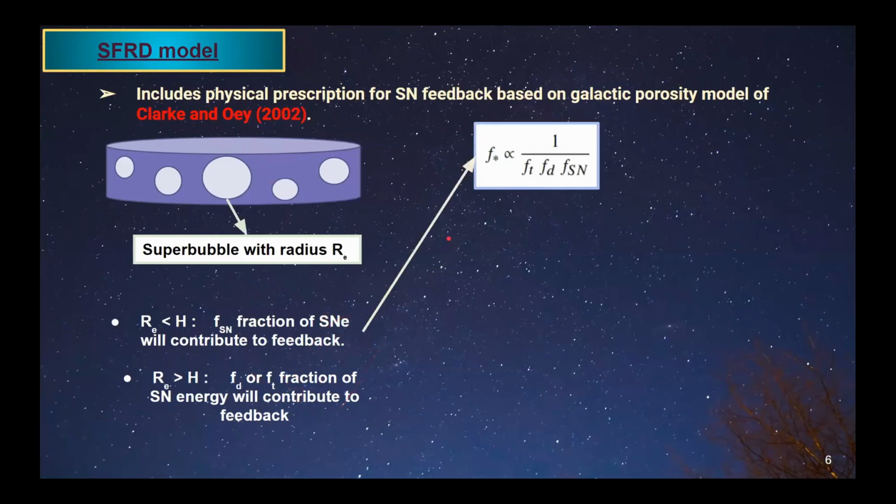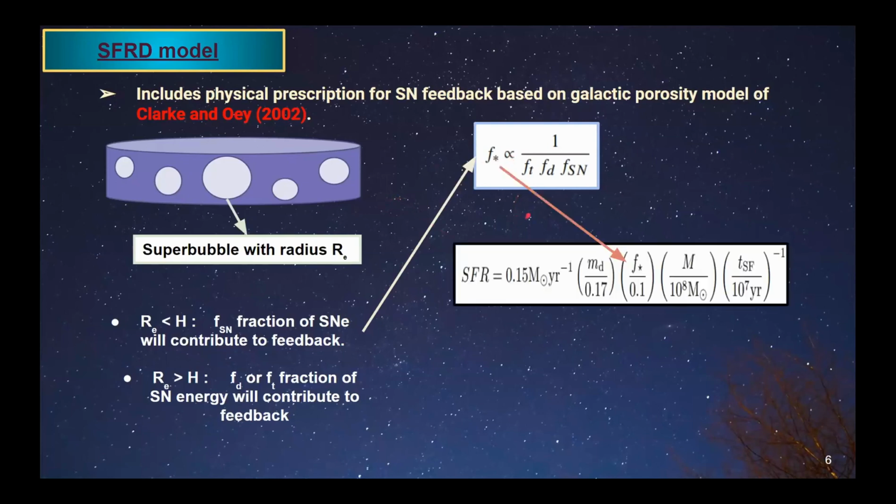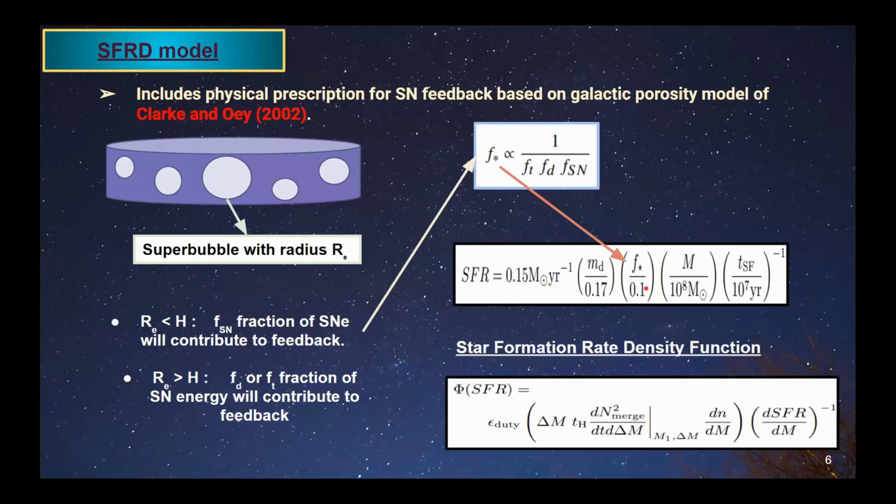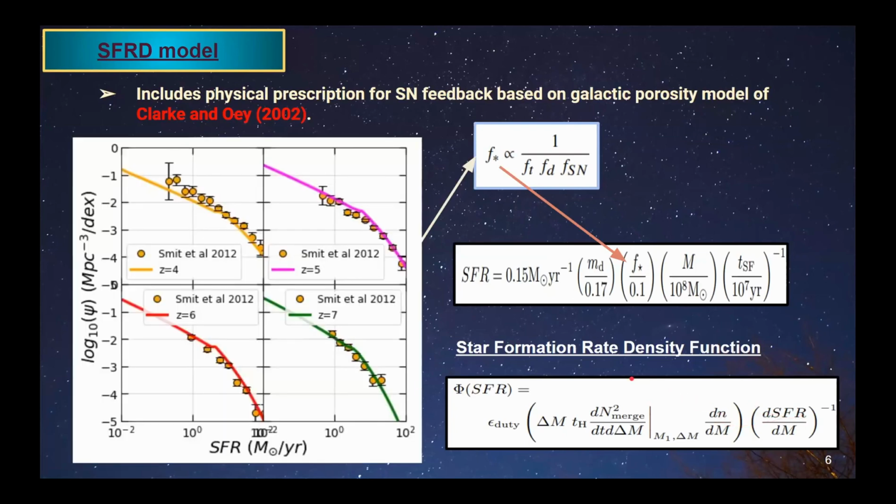So these fractions are incorporated in star formation efficiency, which we can see here, and which can ultimately be used to calculate our star formation rate, and finally the star formation rate density function depending upon the Press-Schechter mass function and star formation rate. So this is the plot of the star formation rate density function.